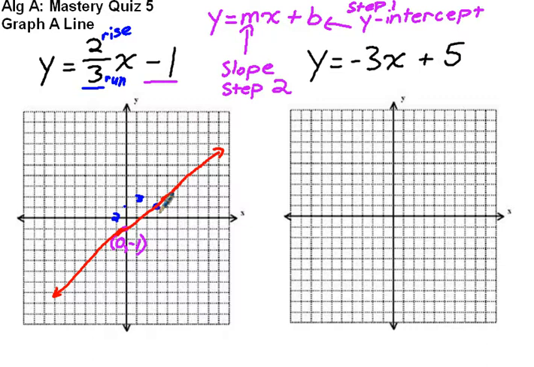Let's do it again over here on this other side. So first, get your y-intercept. That is step 1. This one is up 5. So starting at the center, go up 1, 2, 3, 4, 5 to get my y-intercept.